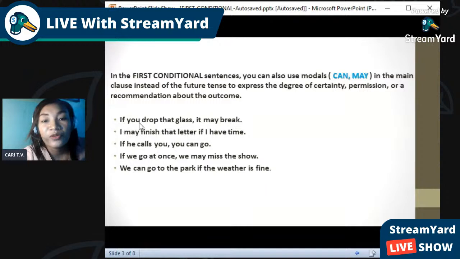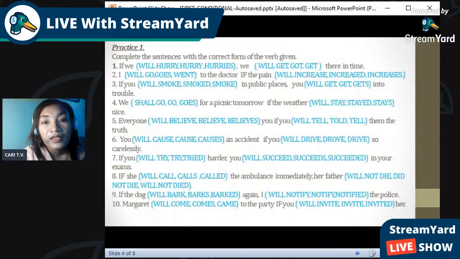Remember, if you put the if clause first, you will need to put a comma before the subject of the result. Okay? So let's have the practice number 1. Okay, let's try to answer. Complete the sentences with the correct form of the verb.